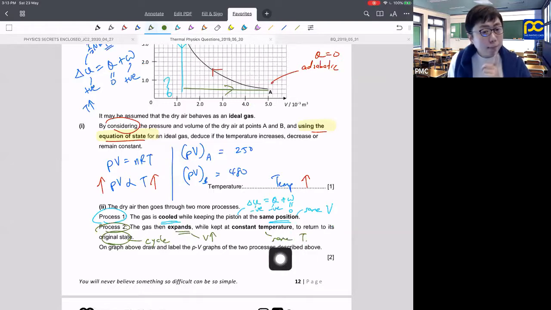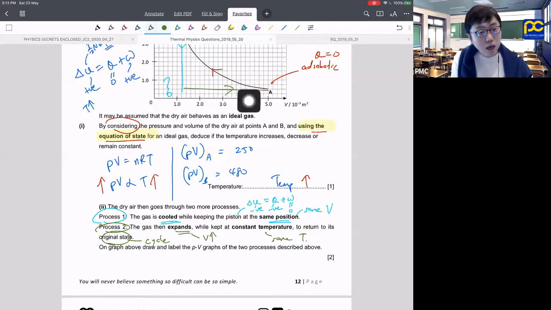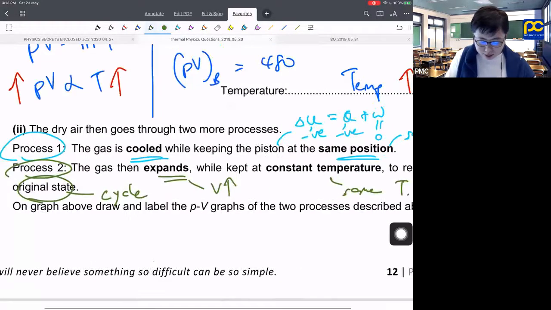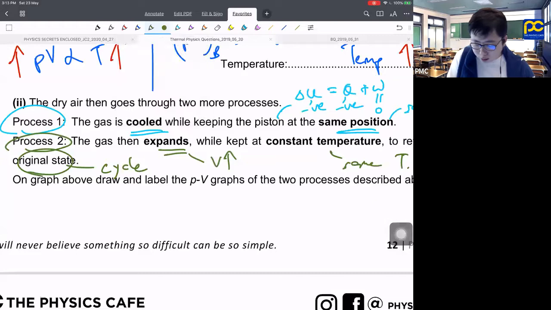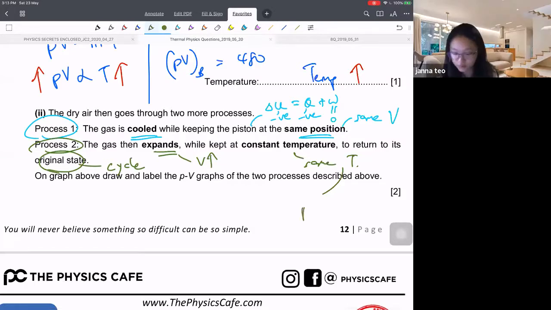Isothermal, temperature the same. Is it isothermal? No. What does isothermal tell you? It tells you that temperature is the same, right? So when temperature is the same, what does it mean? How do you know temperature is the same? What gives us an idea whether temperature stays the same or changes? Pressure and volume.